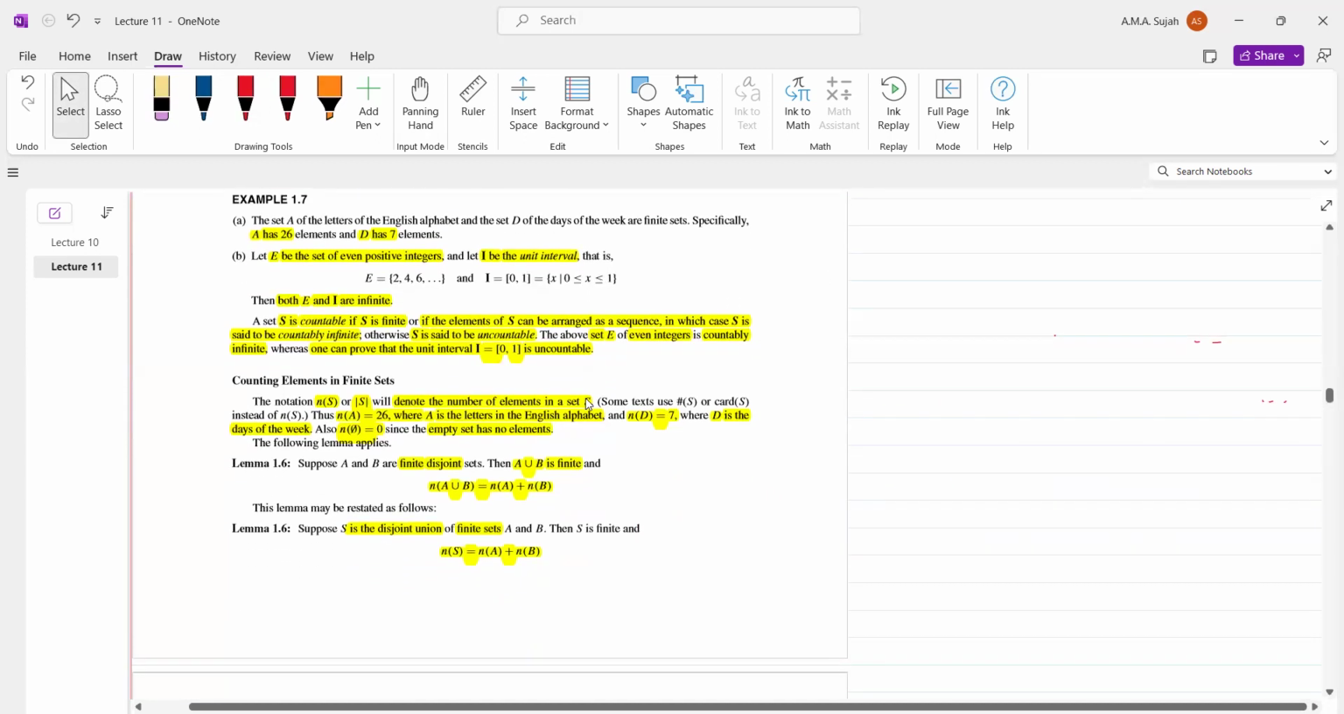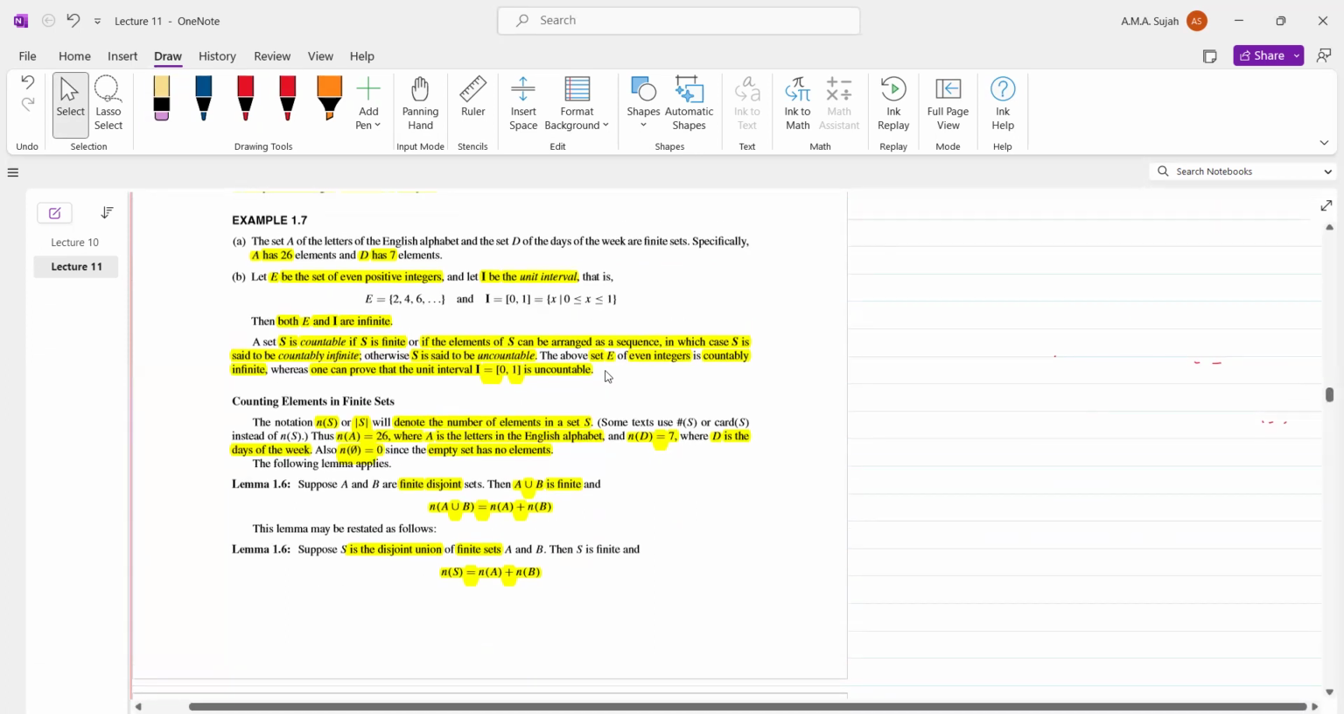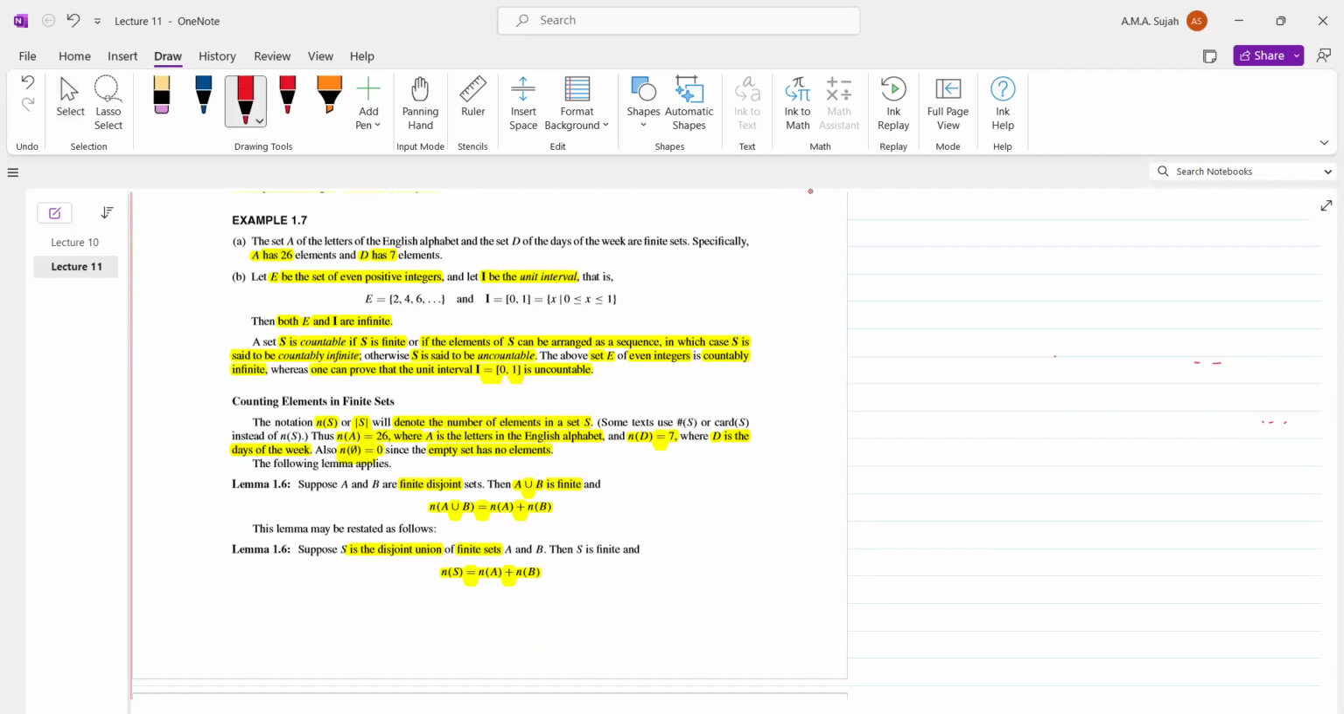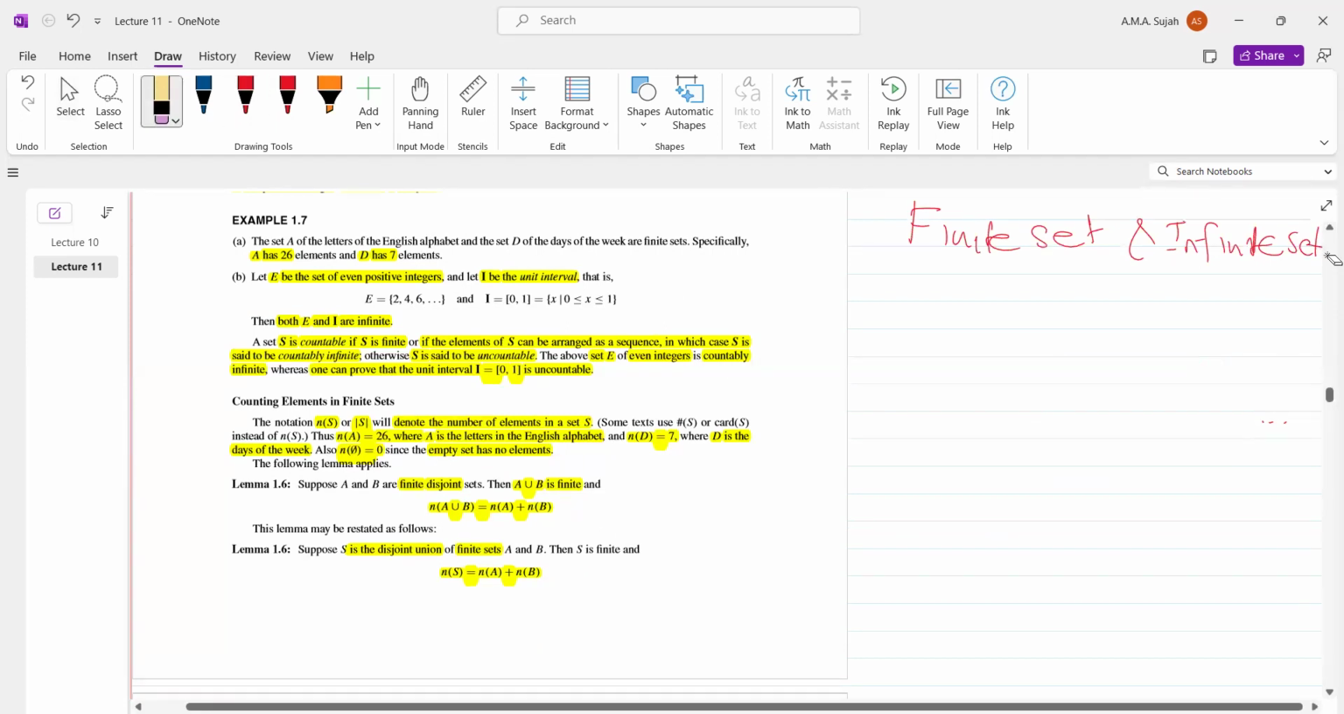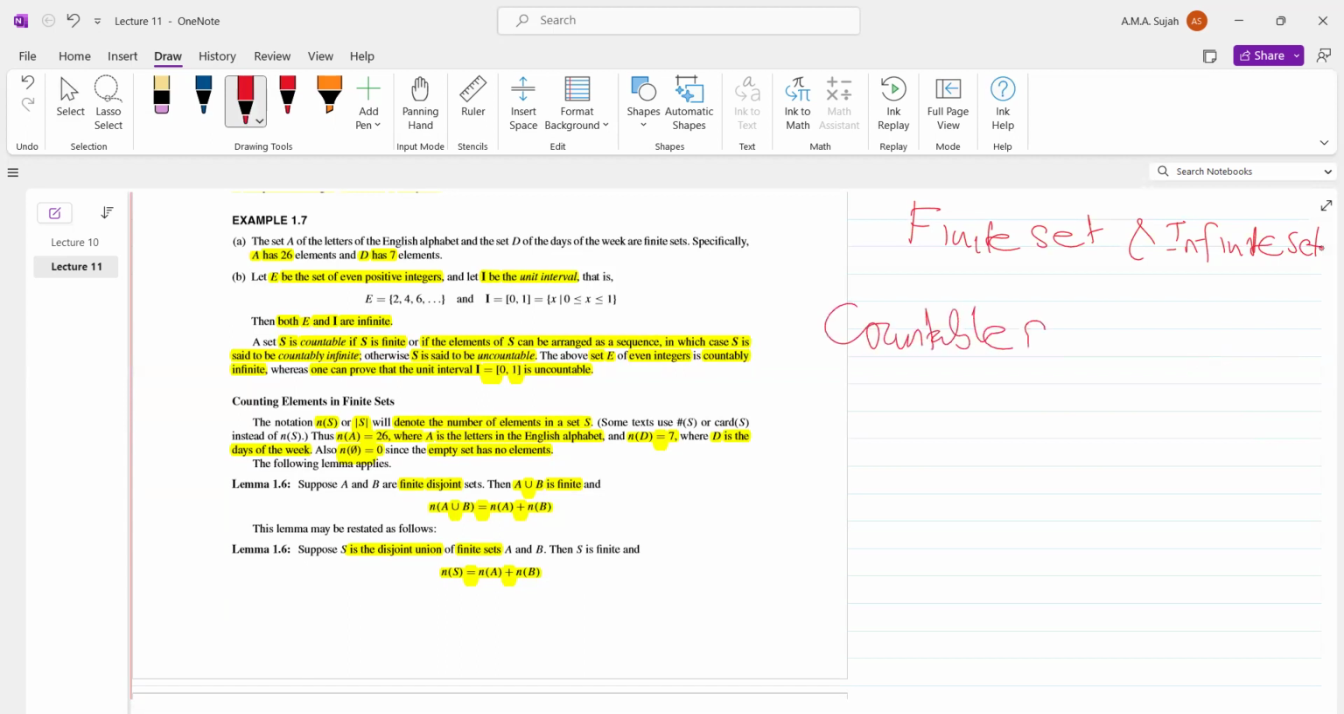Now we will look at counting elements in a set. If you have a set, how can we count the elements? Before moving to that, now we know what a finite set and an infinite set are. Another concept: countable sets and uncountable sets.